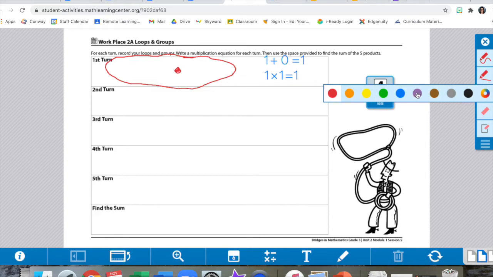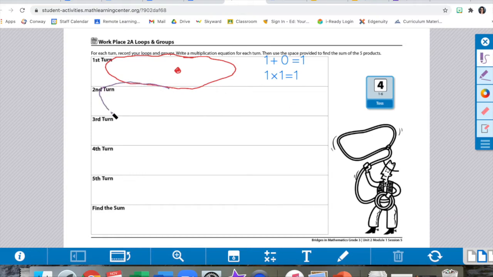I'm going to change colors. For my second turn, I need to draw 4 loops. 1, 2, 3. I should have drawn them smaller. 4.